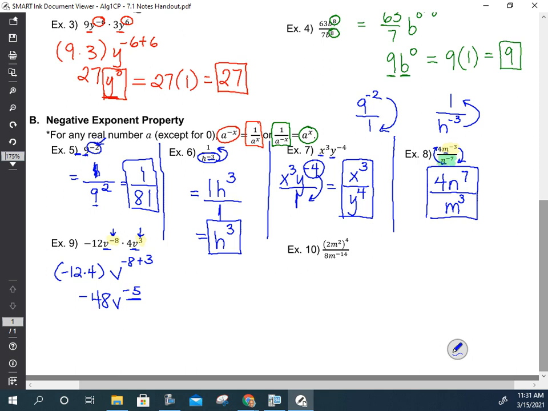You have a negative exponent. So now you make it a fraction. And the v has to move down. Negative 48 over v to the 5th power. Any questions on example 9?